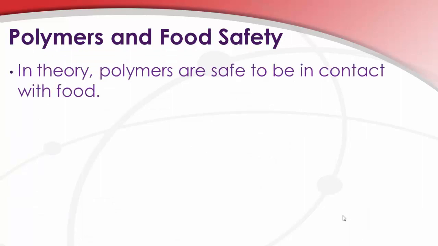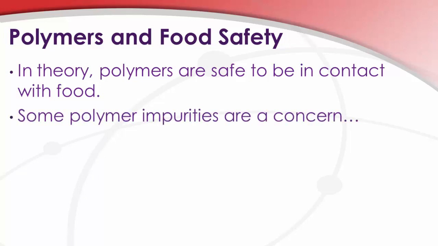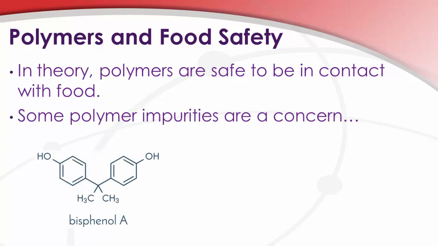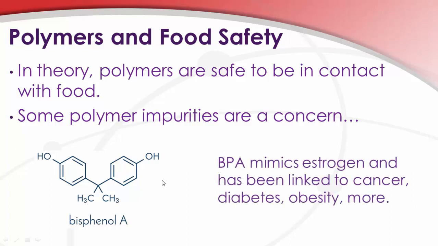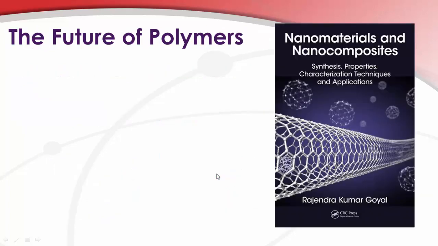Now, polymers in theory are extremely inert and safe to be in contact with food. However, some impurities that we'll see in polymers can be a concern. In particular, we can look at bisphenol A, and it is kind of a nasty customer. It mimics estrogen, and there have been statistical links between it and cancer, diabetes, obesity. Really, we want to avoid having that in contact with our food for sure.